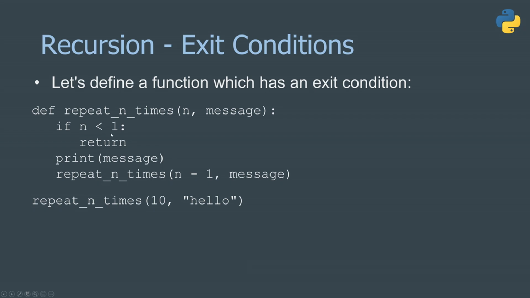And then it's going to check to see if n is less than 1. It's still not going to be because it's 9. It's going to print the message, and then that repeat n times is going to call another repeat n times, the third one, which is going to be 9 minus 1 for the n value, or 8. And you can see, hopefully, that the n value is decreasing consistently. It's going down by 1 every time.